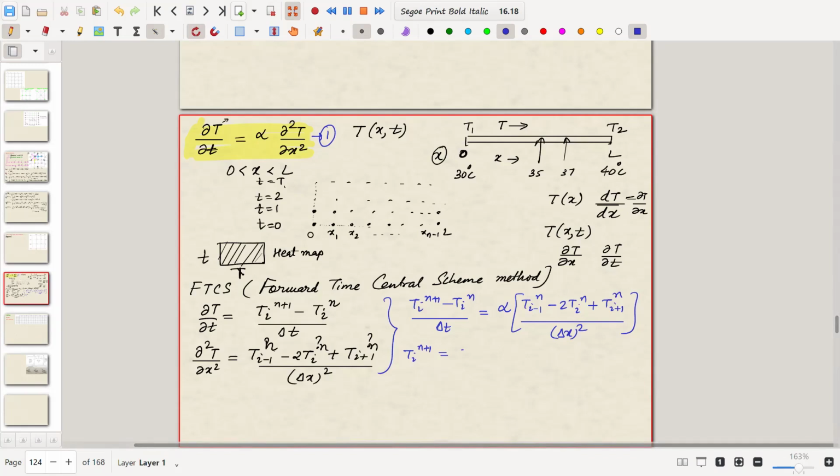You can take delta t across, cross multiply, and take T_i^n on the right hand side. So T_i^n plus alpha delta t by delta x squared times (T_(i-1)^n minus 2 T_i^n plus T_(i+1)^n), isn't it?